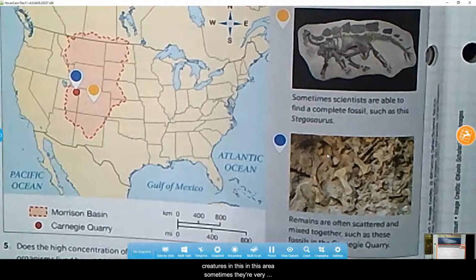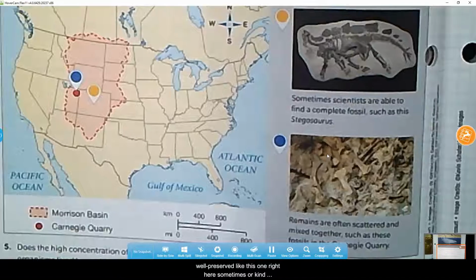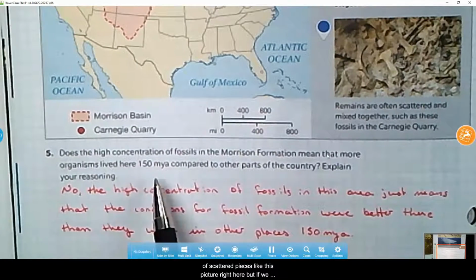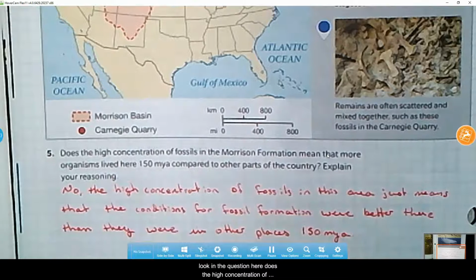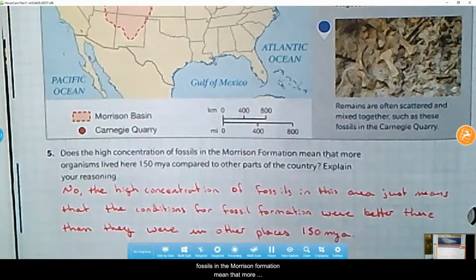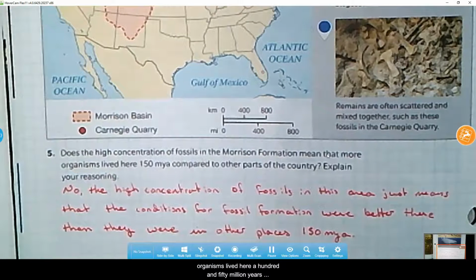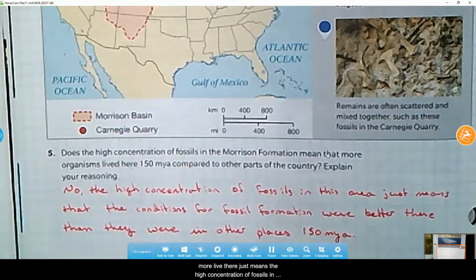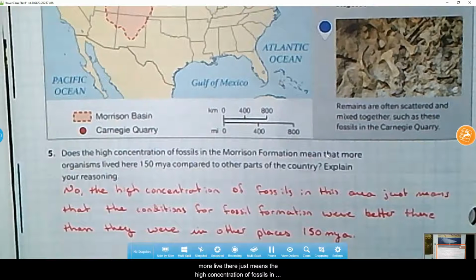But if we look at the question here, does the high concentration of fossils in the Morrison Formation mean that more organisms lived here 150 million years ago, MYA standing for million years ago, compared to other parts of the country? And we explained, no, it doesn't really mean that more lived there. It just means the conditions for fossil formation were better there than they were probably elsewhere in other parts of the world, or in the United States in this case. So it doesn't mean that there's more. It just means that it was more likely to form there. The conditions were better to form fossils there.